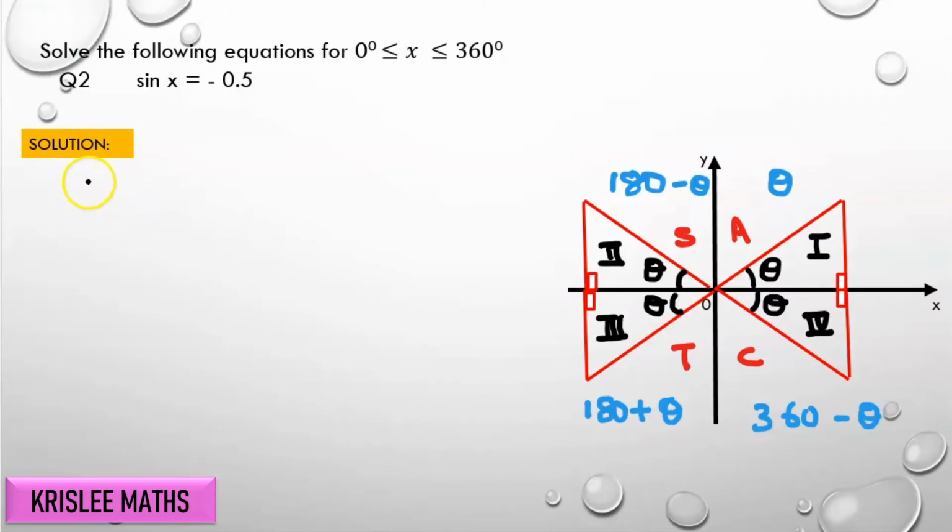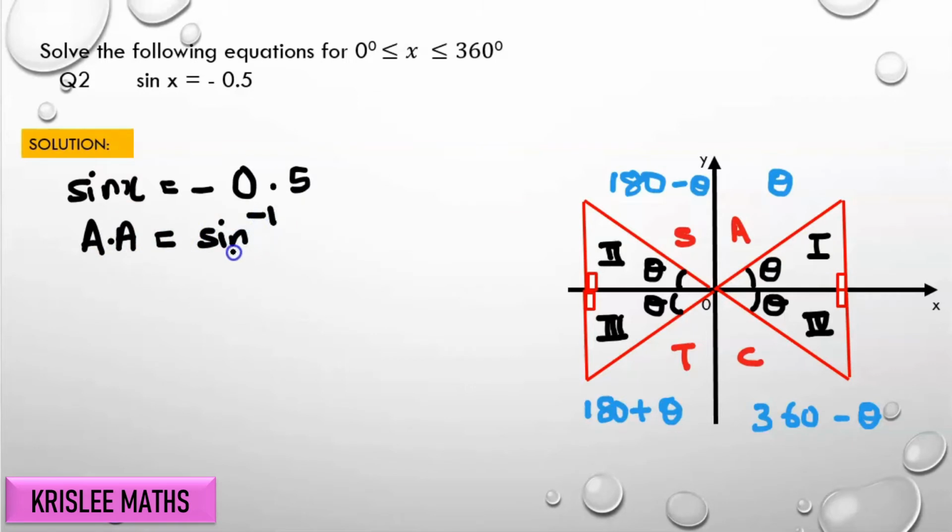Question 2, given sine x equals negative 0.5. Okay, so first thing, remember, you must find the acute angle. So here shift sine, you will get sine inverse. And remember, in order to find the acute angle, you just use the positive value. So here we just use 0.5. And by using the calculator, you will get 30 degrees as the acute angle theta.